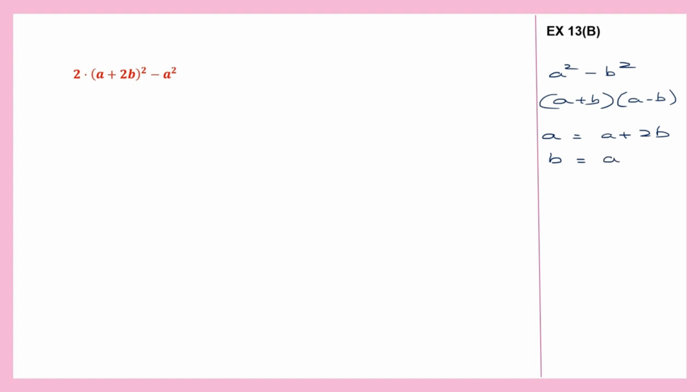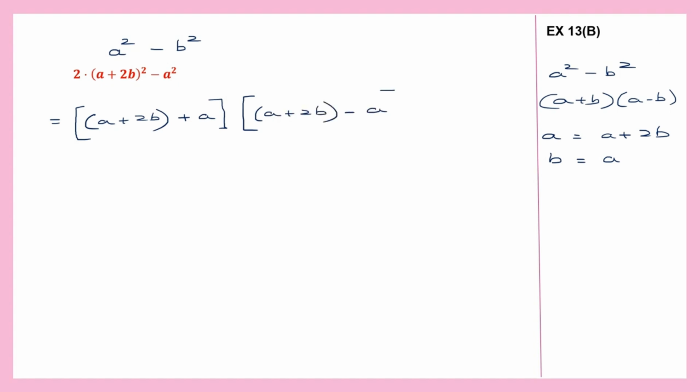So here we're going to use that. A square minus B square, so this is in the form of A square minus B square. So (A plus B) into (A minus B). What is A? A is a plus 2b. Then A plus B, and B is a, into A minus B. So A, which is a plus 2b, minus B, which is a. Now we remove all the brackets, we simplify what's inside.